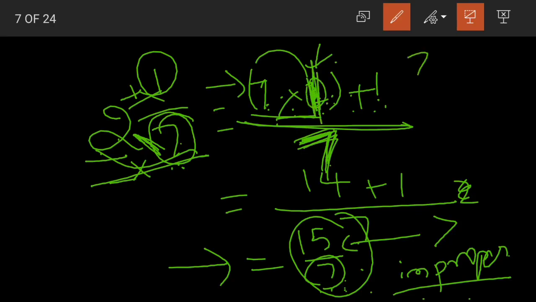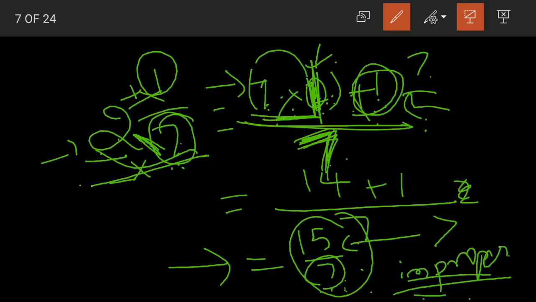See, 7 ones become 7. Even though this is equal to 7, here again we have addition of the numerator, right? So whenever we are converting a mixed fraction into a fraction, the answer will always be an improper fraction.